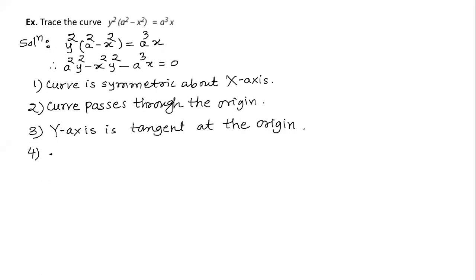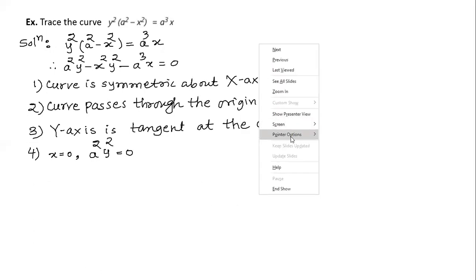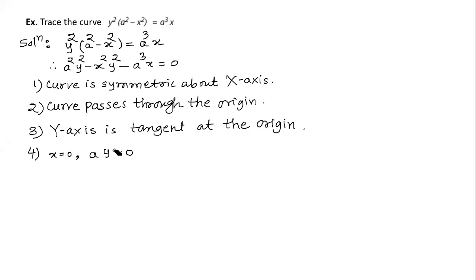Now put x equal to 0 and let us see what we are getting. Put x equal to 0, then we'll be getting a square y square equal to 0. So here also there is no new information. Again we are getting the origin as such.